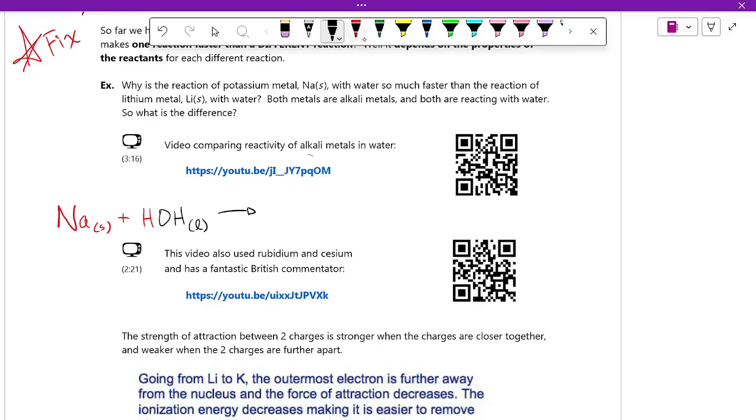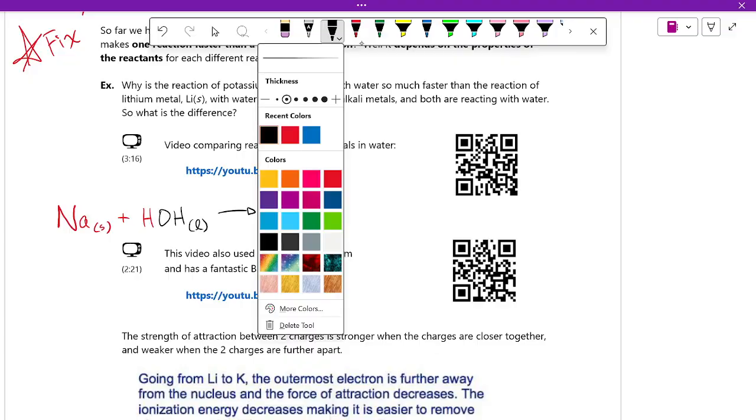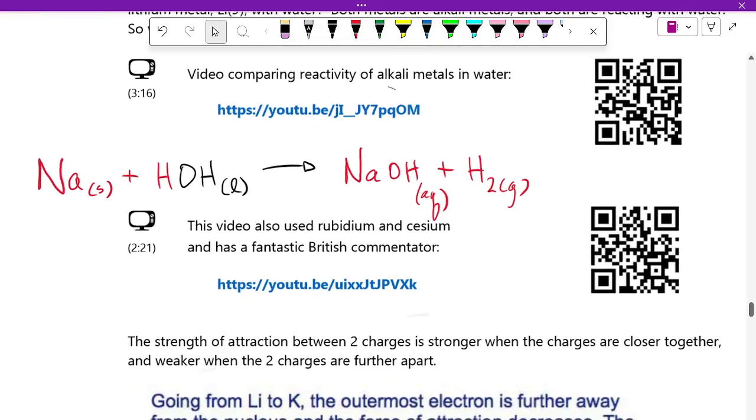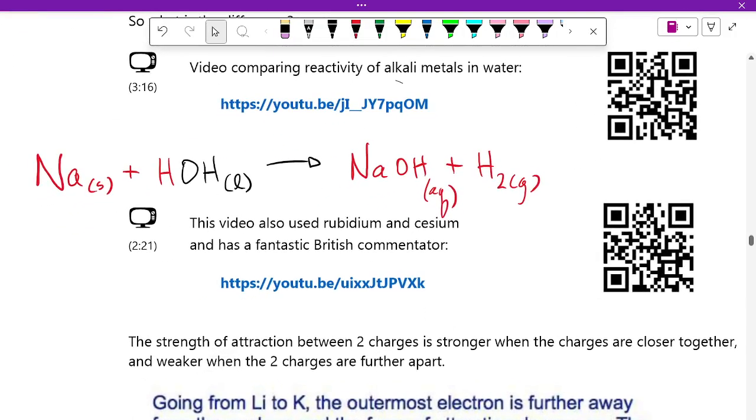Okay, so what are our products here? We've got NaOH plus H2. That's a gas. That is aqueous. And do we know what type of compound NaOH is? What type of compound is NaOH? That is a base.